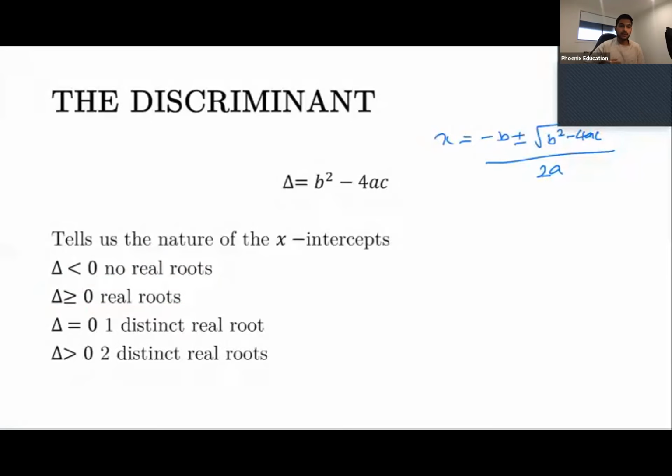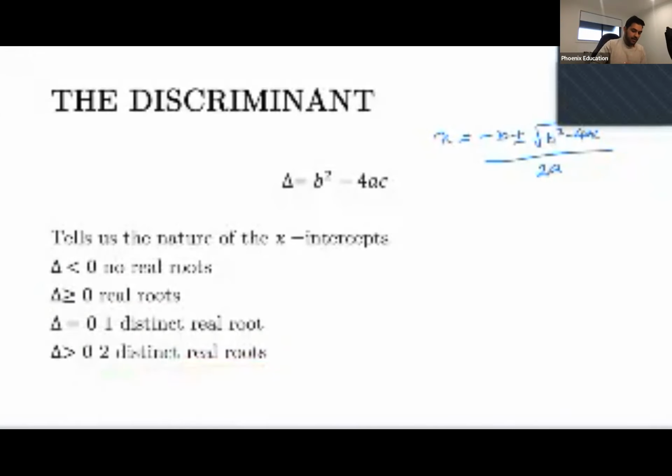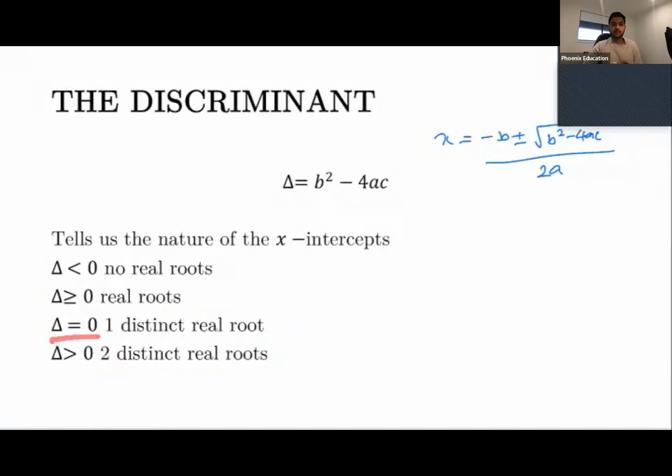You could have your discriminant being equal to 0, in which case you would have 1 root, or you could have your discriminant being greater than 0, in which case you'll have 2 distinct roots. Now, this one does come up quite a bit in the format of something being a tangent. If something is a tangent or touches another graph, which is some of the questions we'll look at today, then we'll be looking at cases where the discriminant is equal to 0.